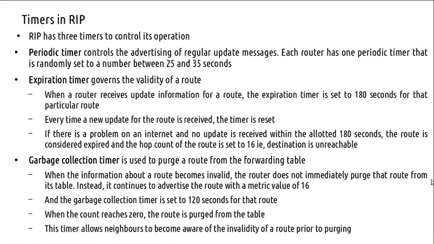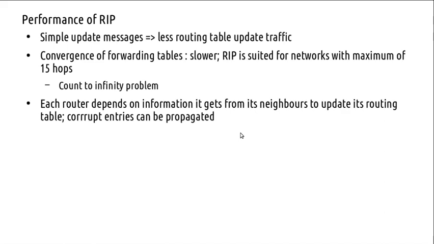So the expired routes will be set as 16 and then the update might be sent, say, at the 31st second. So these are concurrent processes, happening parallelly, simultaneously.